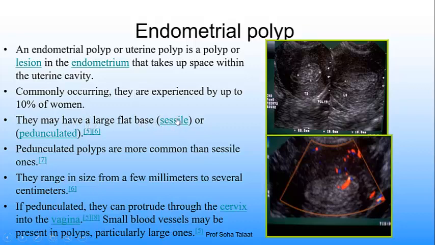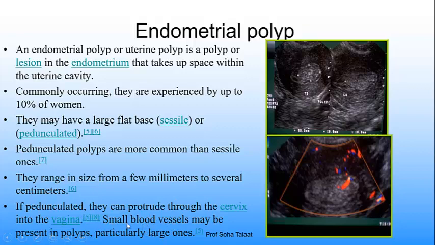This polyp may be sessile or may be pedunculated, and the pedunculated polyp, if large enough, can prolapse even through the cervix or vagina. Pedunculated polyps are more common than sessile ones. They change in size from a few millimeters to several centimeters. If pedunculated, they can protrude through the cervix into the vagina, and may protrude also into the vagina.